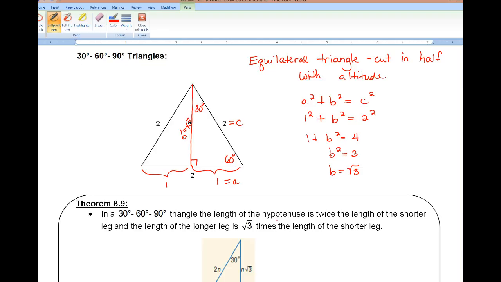Okay, imagine if we took another equilateral triangle. Let me just show you the pattern. Let's say instead of 2, I gave you 10.